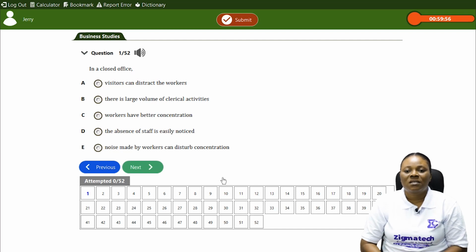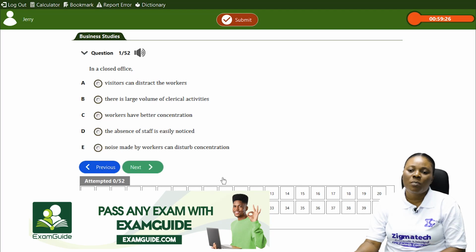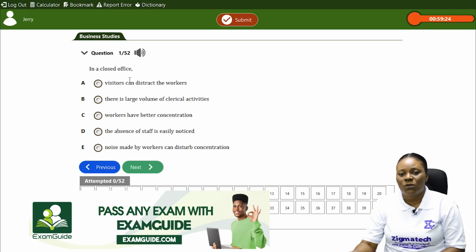Question 1 says, in a closed office, we have 5 options here. So what relates to a closed office? A, visitors can distract the workers. B, there is large volume of clerical activities. C, workers have better concentration. D, the absence of staff is easily noticed. E, noise made by workers can disturb concentration. Let's take the options again.